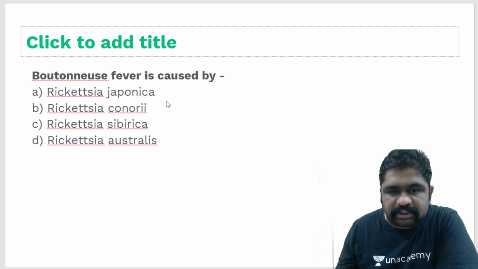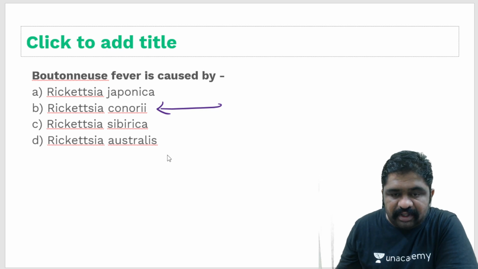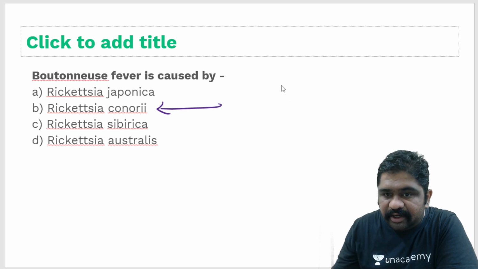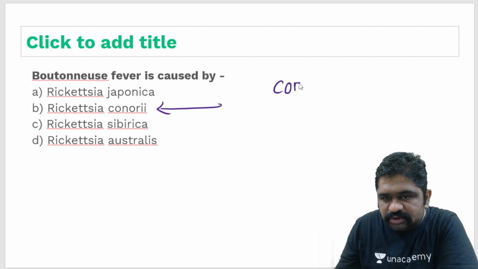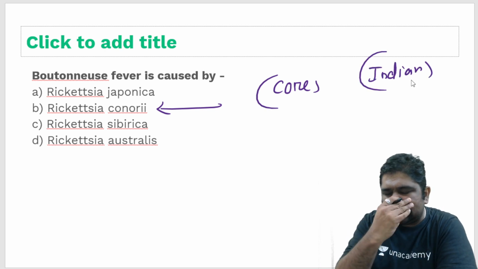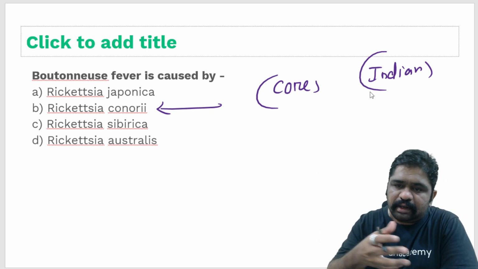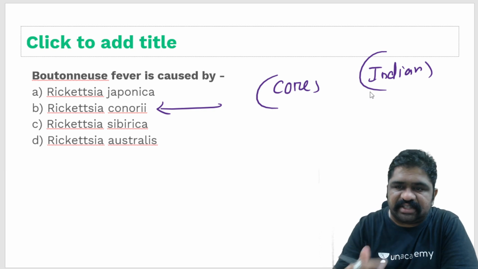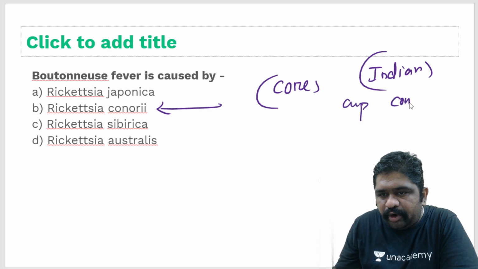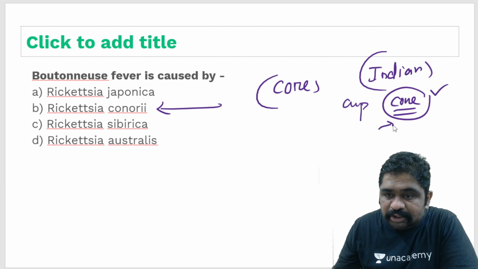Boutonneuse fever is caused by? The answer would be Rickettsia conorii. Boutonneuse fever is caused by Rickettsia conorii. What is Rickettsia conorii and how do I remember it? I had told you in many sessions, conorii sounds like cone. If you are an Indian, we generally would prefer, not just Indians, anywhere else will prefer that, but Indian mentality, I am a middle class person, my mentality is to get maximum benefit out of whatever we have invested in. So for example, if I go to a theatre, if a cup ice cream is also 10 rupees, a cone ice cream is also 10 rupees, I would prefer cone ice cream. Why? Because even if the ice cream is over, I can munch on the cone.